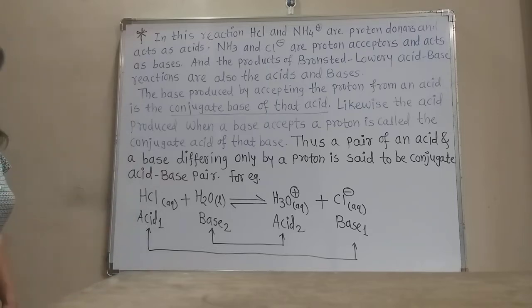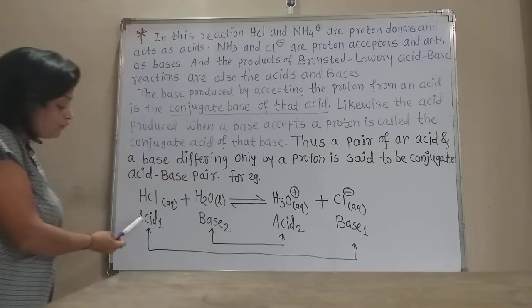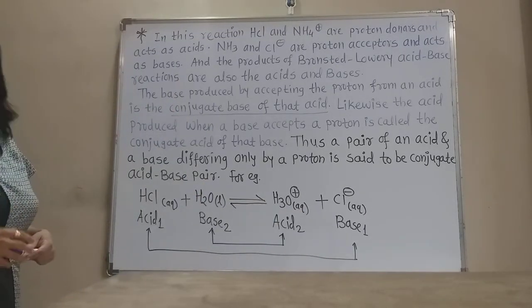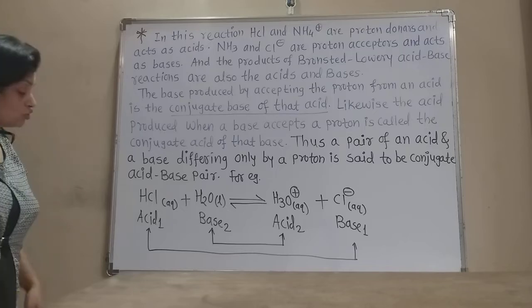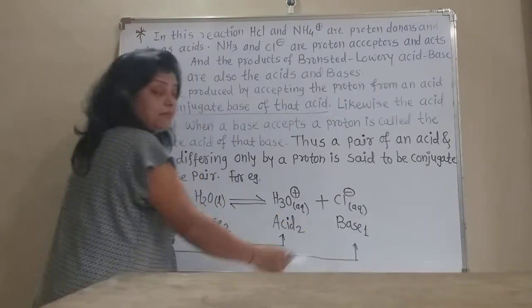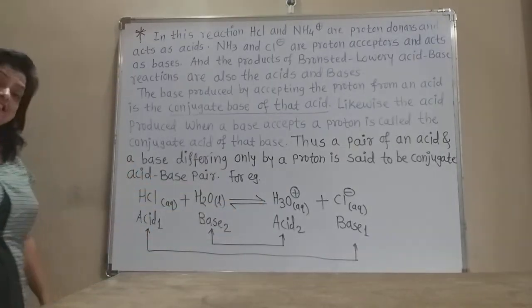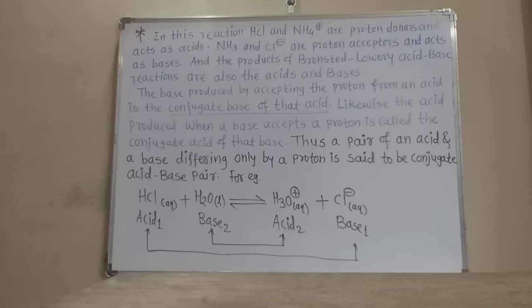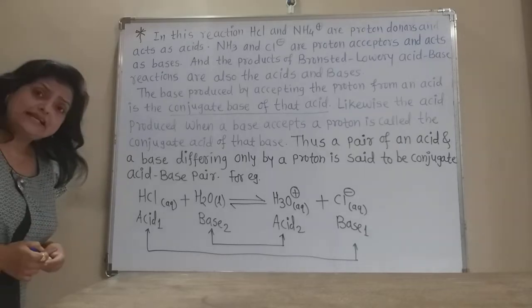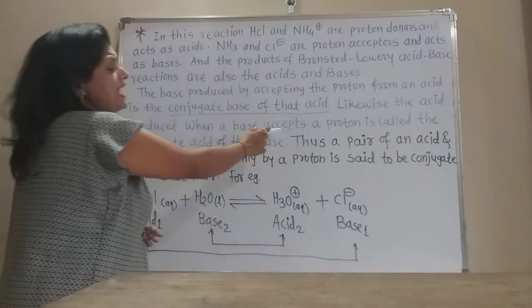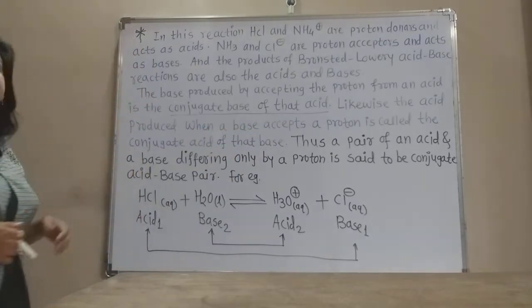as well as the acid which donates the H plus ion to another substance. It forms a base again, this Cl minus, because the Cl minus ion can accept the H plus ion, so it is the base. So, this acid produces the base Cl minus ion. So, Cl minus ion is the conjugate base of this acid HCl. So, the base produced by accepting the proton from an acid is the conjugate base of that acid. And likewise, the acid produced when a base accepts a proton is called the conjugate acid of that base.